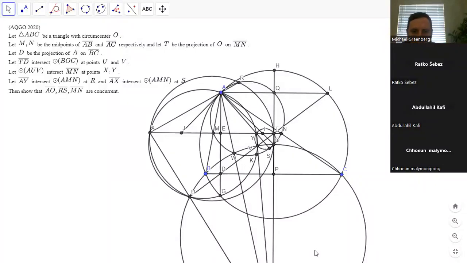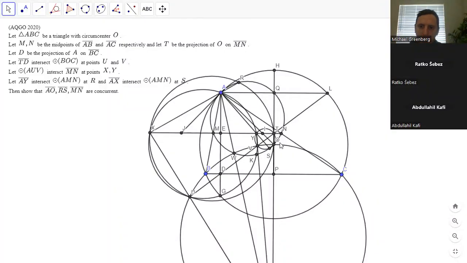Oh, I think I might have an idea here. So I think I might be able to prove that V lies on this circle. So angle YVO equals, I had an idea, but now I think I might have lost it. It's UVO plus UVY.